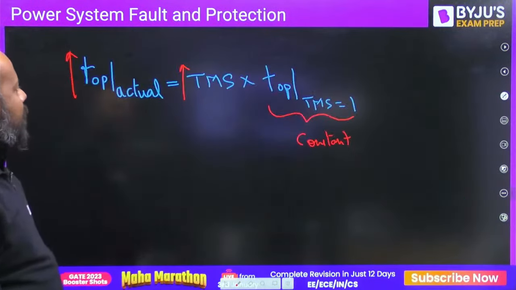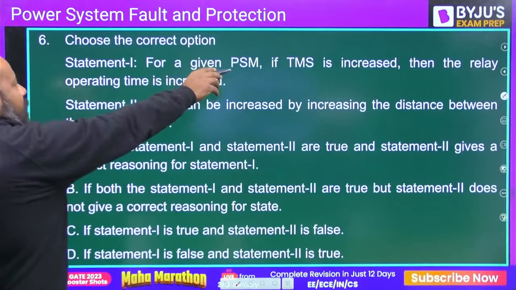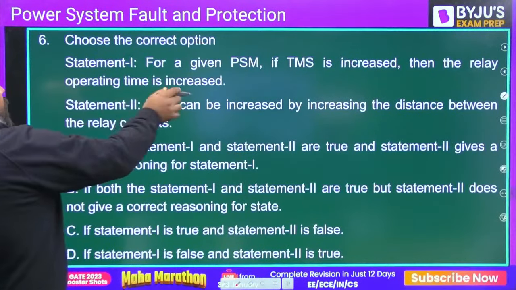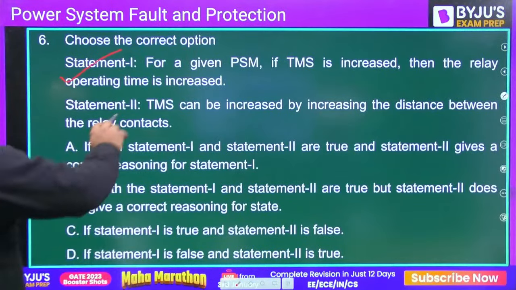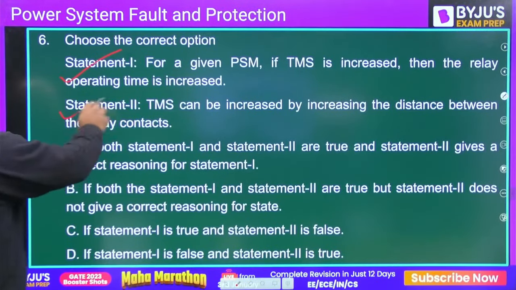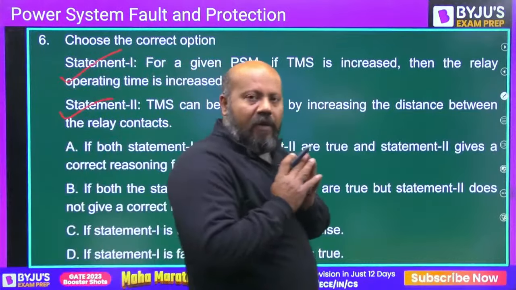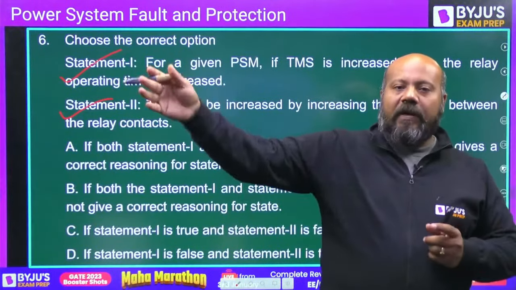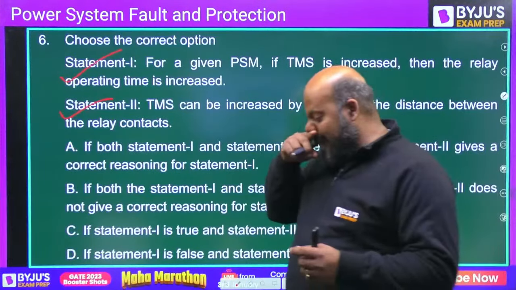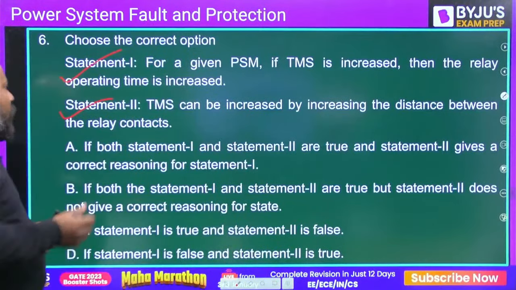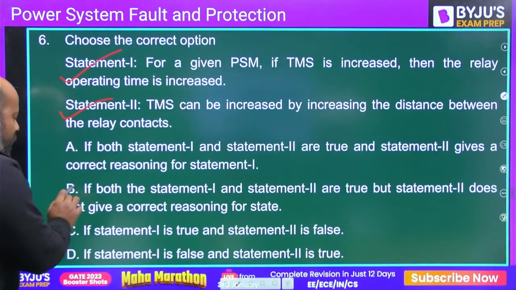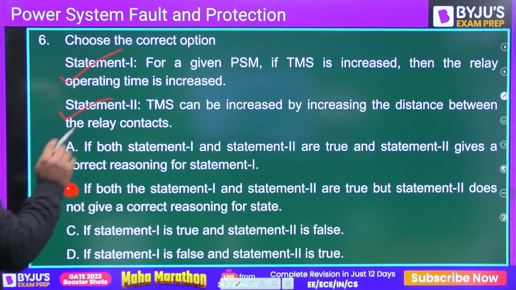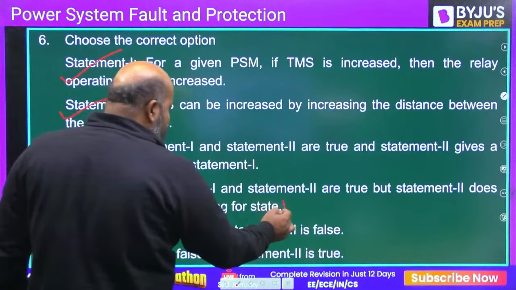Now you check statement 1. For a given plug setting multiplier, if the TMS is increased, then the relay operating time is increased. This is the correct statement as per the characteristic we have got. Second, it says that TMS can be increased by increasing the distance between the relay contacts. This is also correct. If you go from your home to somewhere, if the distance is more for a given velocity, then the time taken is going to be more. So both the statements are correct, but statement 2 is not a correct reasoning for statement 1. So A cannot be the answer, B is the answer. Both the statements are correct, but statement 2 does not give a correct reasoning for statement 1. Is it clear?